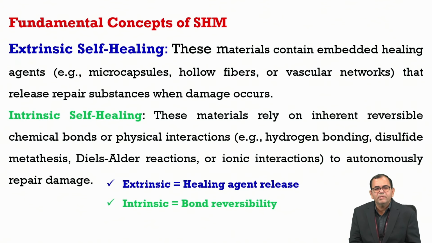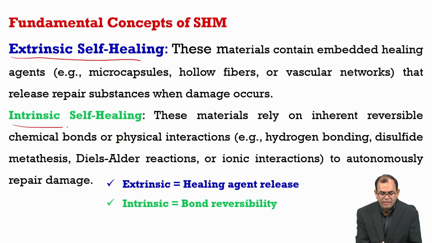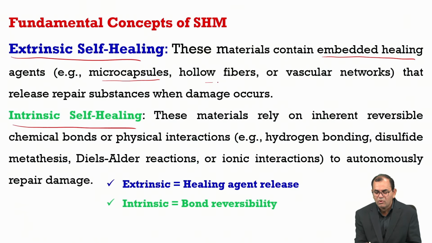Now, these self-healing materials are broadly categorized into two types: extrinsic self-healing material and intrinsic self-healing material. Extrinsic self-healing materials have embedded healing agents like microcapsules, hollow fibers, vascular networks, etc., which can help us to heal that damage or any kind of abnormality in the material.